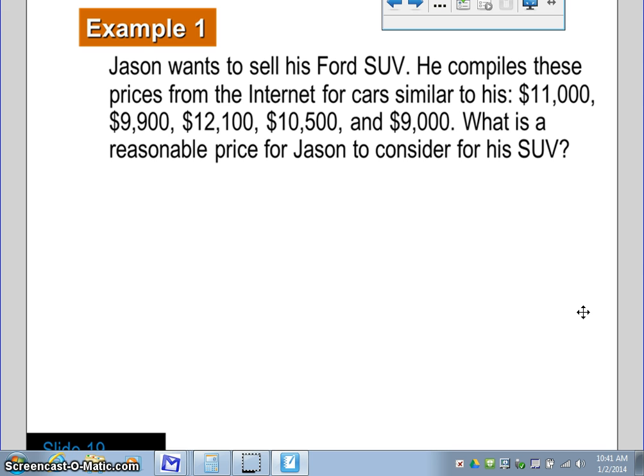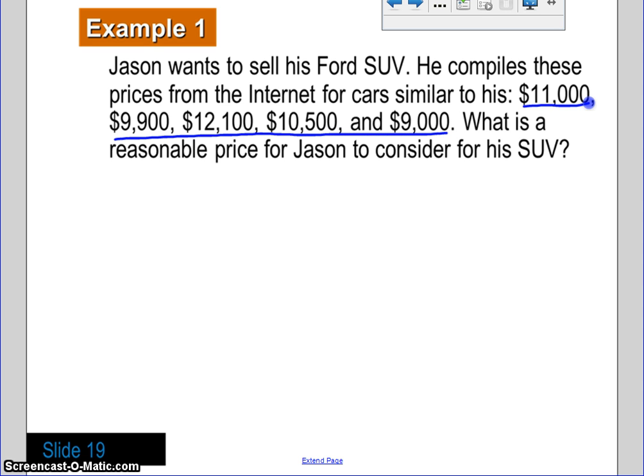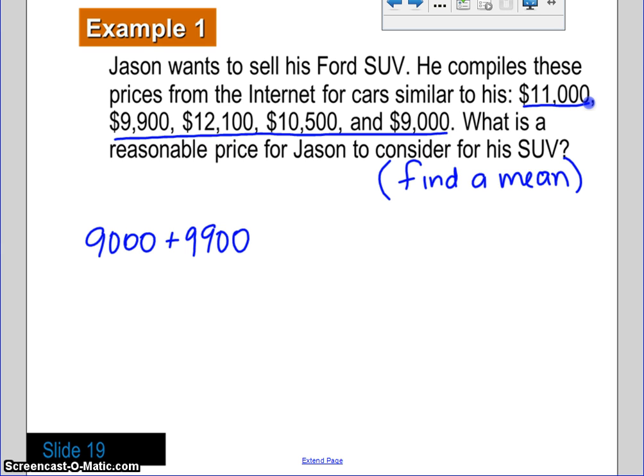It says that Jason wants to sell his Ford SUV, and he compiles these prices on the internet, similar to his. So we've got these 5 prices that he found, and he asks what's a reasonable price to consider for his SUV. So basically what we're doing here is finding a mean, or an average. And we've done this quite a bit already, so we know that finding the mean means taking all of these values. I'm going to list the 9,000 first. I've got 9,000, 9,900, 10,500, 11,000, and 12,100.